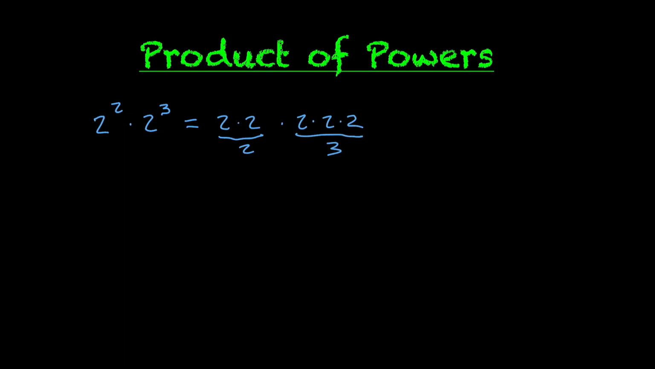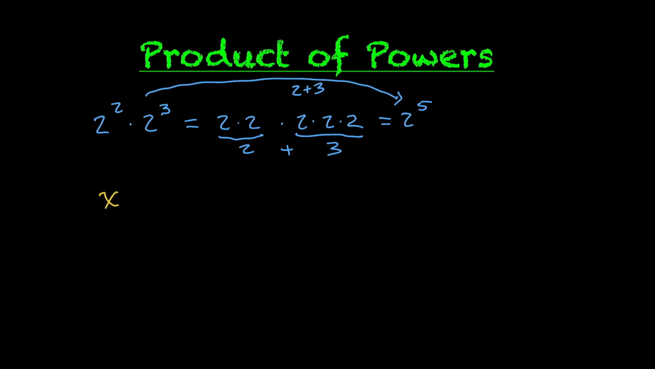And then we could just simply count up how many copies of 2 we have. Well, total we have 2 plus 3 copies, so we have 2 to the fifth. So in total, all we did was add our 2 exponents, 2 plus 3, and that got us our new exponent, 2 to the fifth. All right, so that will work in general.